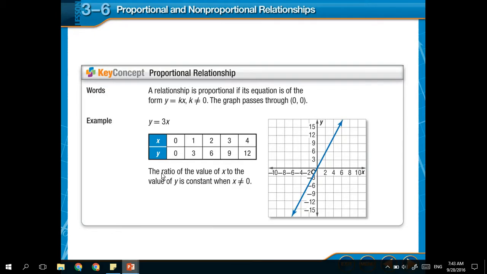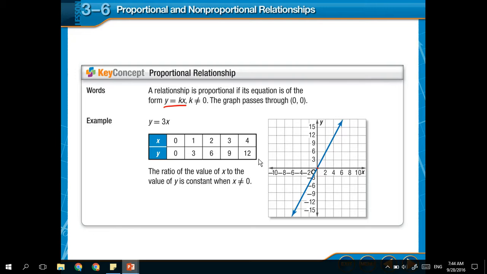It's a relationship where its equation is of the form y equals kx. So we talked about this in the last lesson when we talked about direct variation. So basically a proportional relationship is like a direct variation equation, okay? So it goes through point (0, 0), the origin, and it also has a slope of k. So the ratio of the value of x to the value of y is constant when x is not equal to 0.